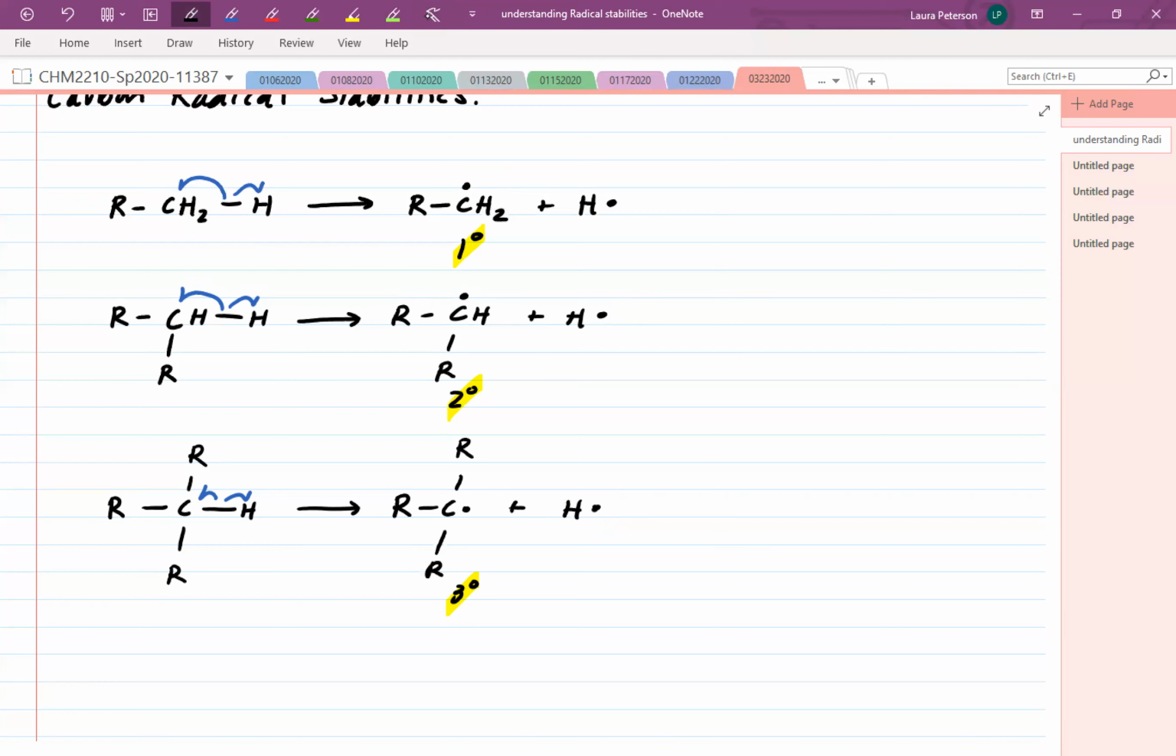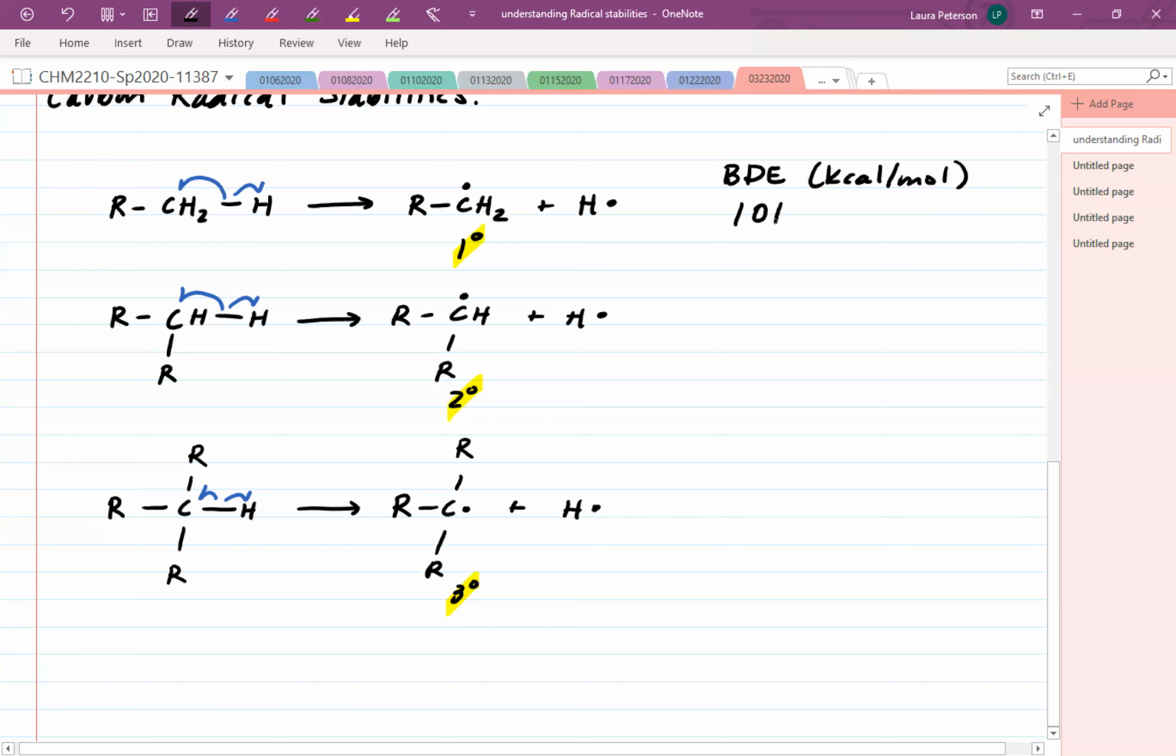Okay, so let me give you the bond dissociation enthalpies. These are given in kcals per mole. And again, there's a table in the back of our textbook that has probably hundreds of bonds and their corresponding BDEs. All right, so I went into the table and I looked up these values. The formation of a primary radical, the BDE is around 101 kcals per mole. Formation of a secondary radical is 99 kcals per mole. And then lastly, for a tertiary radical is 97 kcals per mole.